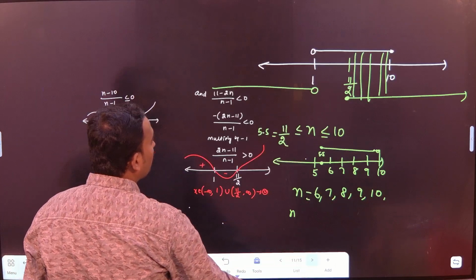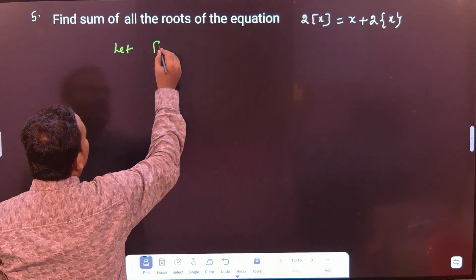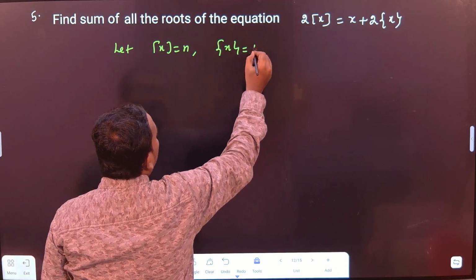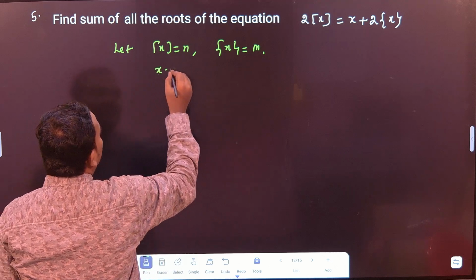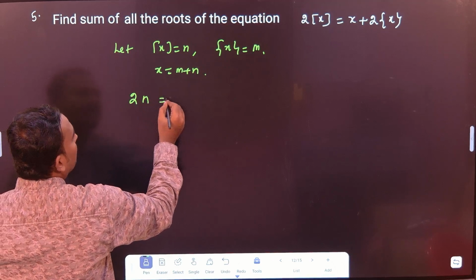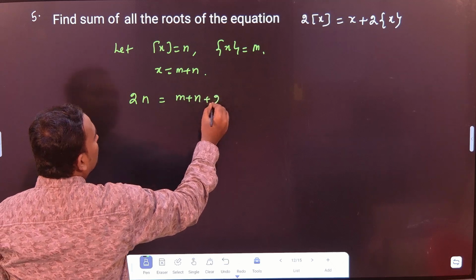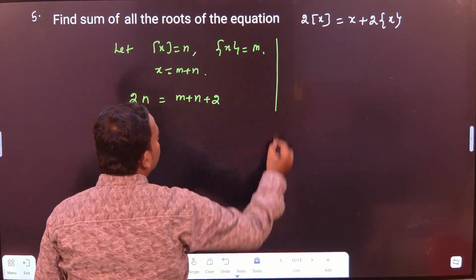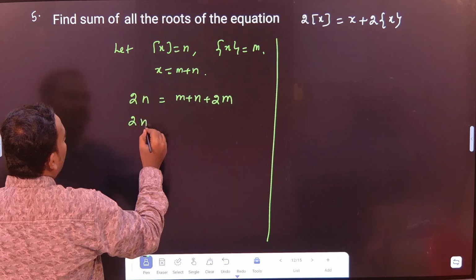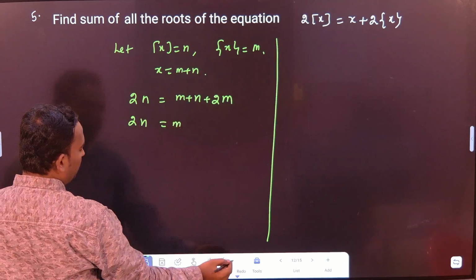Okay, we can do one more question quickly. Find the sum of all the roots of this equation, right? Let's take the greatest integer function as n, and the fractional part function as m, and x is equal to m plus n, right? You already know that. So 2 times n is equal to m plus n plus 2 times the fractional part function, how to write? So m, right?